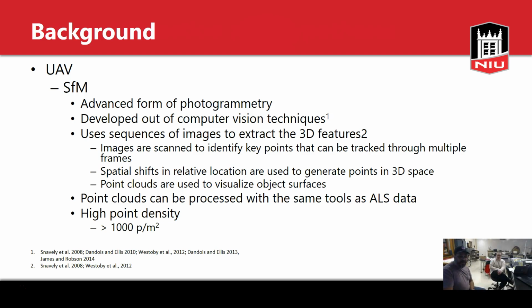When you get these points out, they can be processed with the same tools that we use now to process LiDAR. So there is already a suite of available tools to use, and they tend to have much higher point densities. The preliminary data that I've used, I'm averaging over 1,000 points per meter squared, which is orders of magnitude larger than you're getting from standard LiDAR.